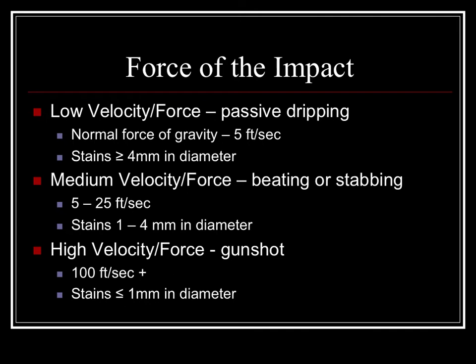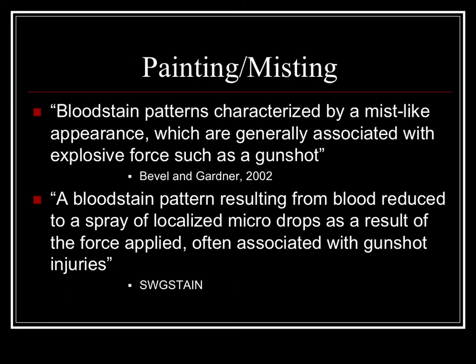So low velocity, again, low force, low velocity, maybe your fists. We tend to see this a little bit more with passive dripping as well. The dots aren't very big. They tend to be about 4 millimeters. But as you go up to the higher velocity ones, it gets smaller and smaller and smaller. So going from something that's passive dripping to a beating or a stabbing versus a gunshot wound, we tend to see it spray and it can go different distances, okay? Obviously with our higher velocity ones, the blood can go further because of the weapon that was actually used.